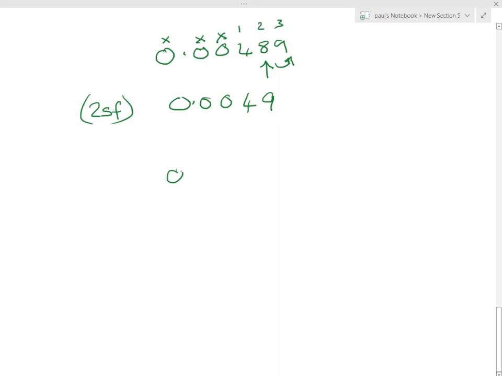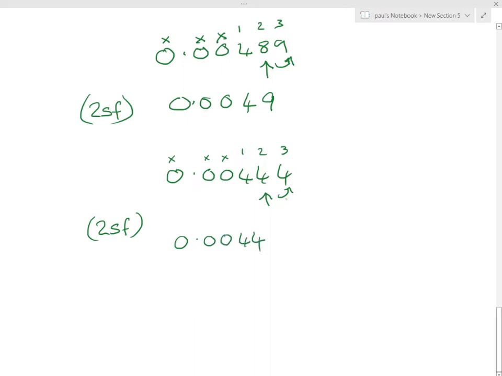If we had 0.00444 and we want this to two significant figures, we'd go nope, nope, nope, 1, 2, 3. There's our second significant figure. Look to the right, and it's only a 4, so we can ignore it. So we end up with 0.0044, and this time you don't have to put the 0 at the end. There's two significant figures.